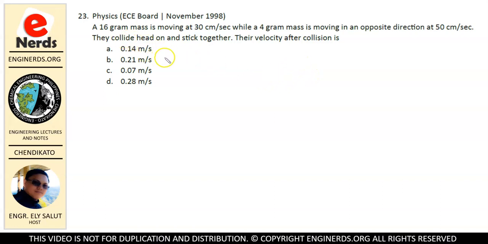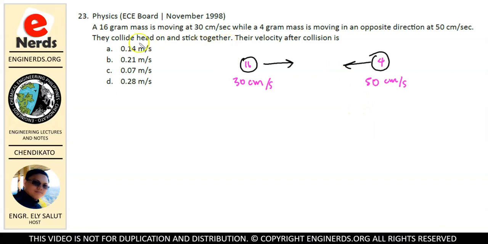Okay, so we have to visualize what happened here. We have two masses available in our given. We have our first mass moving, and it has a speed of 30 centimeters per second, and this is a 16 gram mass. And then we also have another mass, and this time our mass here is 4 grams, and it is moving at 50 centimeters per second.